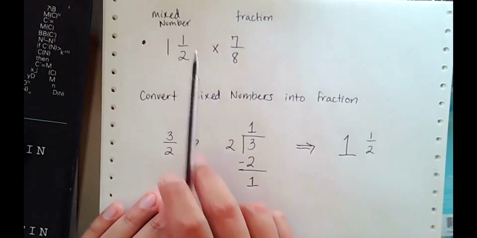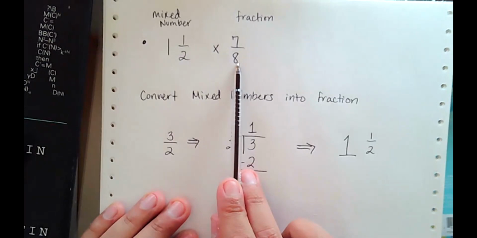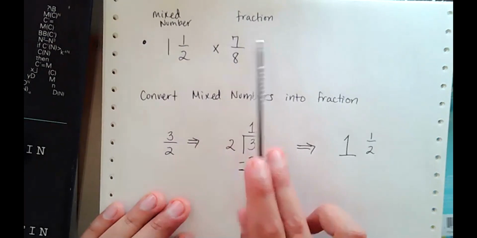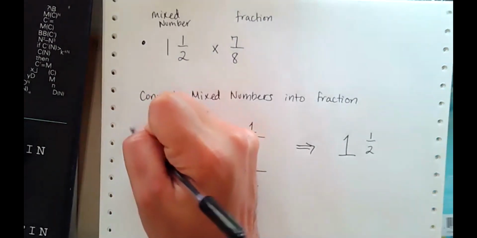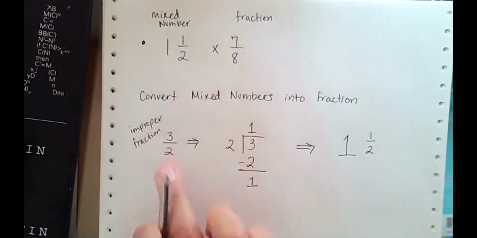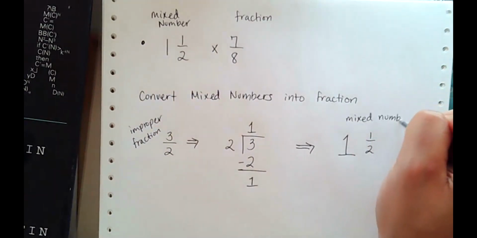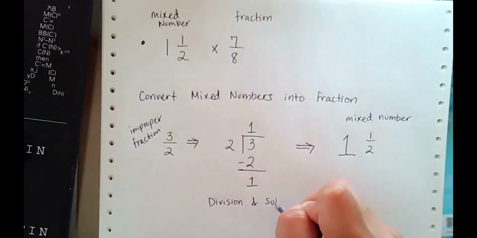So what I'm saying here is we're going to have to be able to multiply mixed numbers times fractions, right? But in order to do that, we want to have everything as fractions across the board. So we want to take our mixed numbers and convert them into fractions. Well, when we were going from an improper fraction to a mixed number, we use division and we use subtraction.